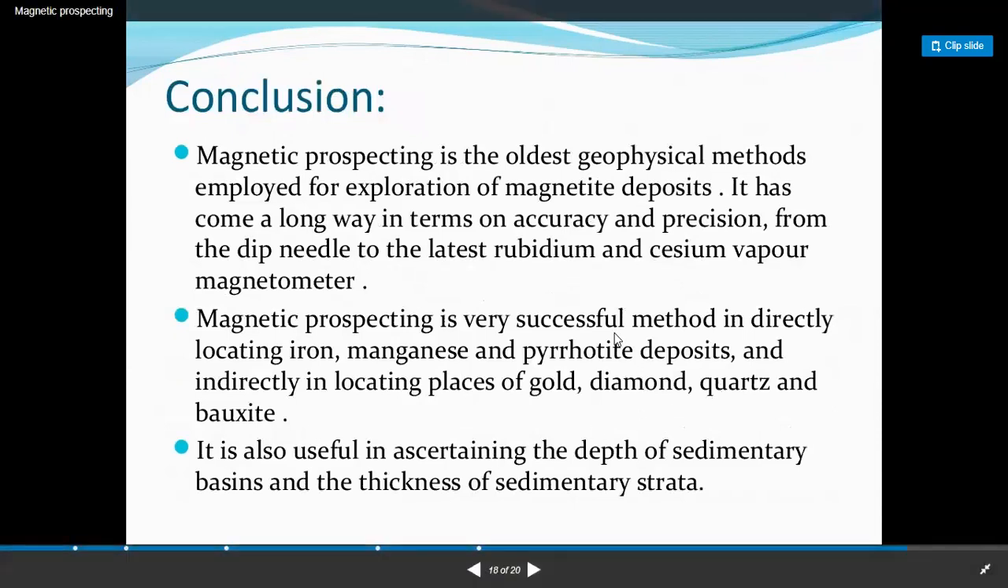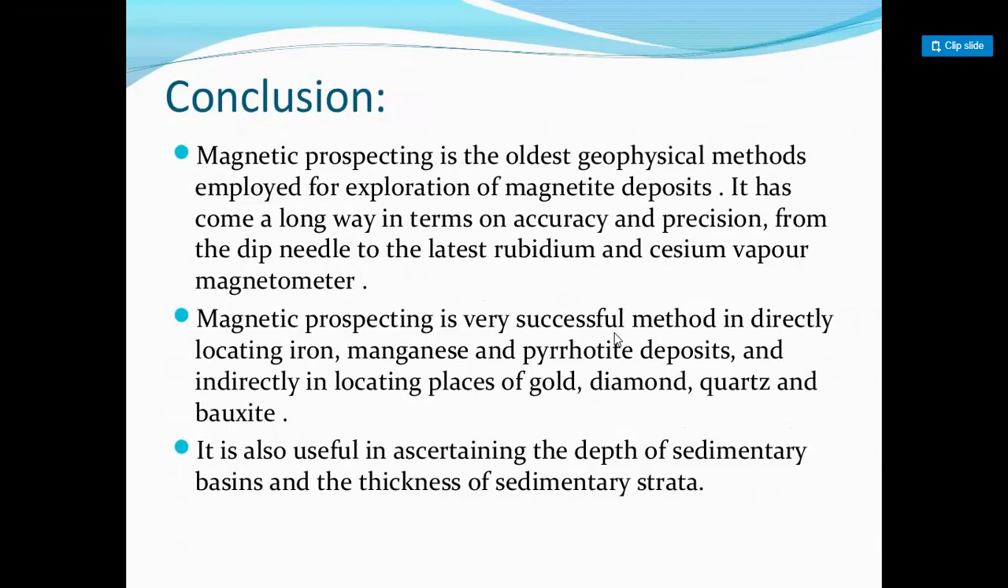So guys, here is the conclusion. Magnetic prospecting is the oldest geophysical method employed for exploration of magnetic deposits, such as magnetite deposits. It has come a long way in terms of accuracy and precision, from the dip needle to the latest rubidium and cesium vapor magnetometers. Magnetic prospecting is a very successful method in directly locating iron, manganese, and pyrrhotite deposits, and indirectly in locating places of gold, diamond, quartz, and bauxite. It is also useful in ascertaining the depth of sedimentary basins and the thickness of sedimentary strata.